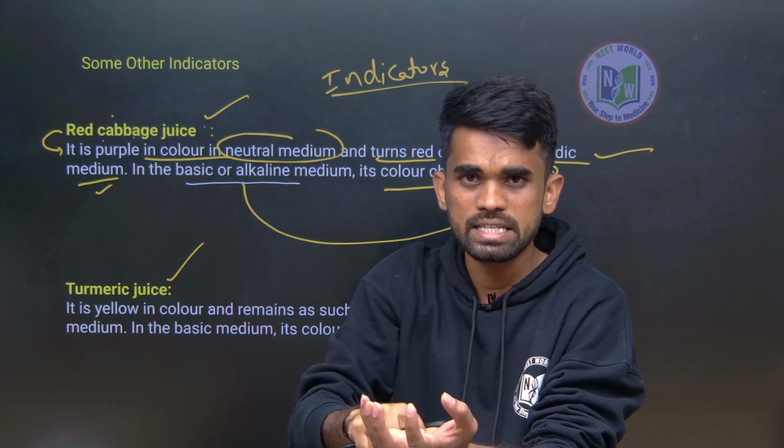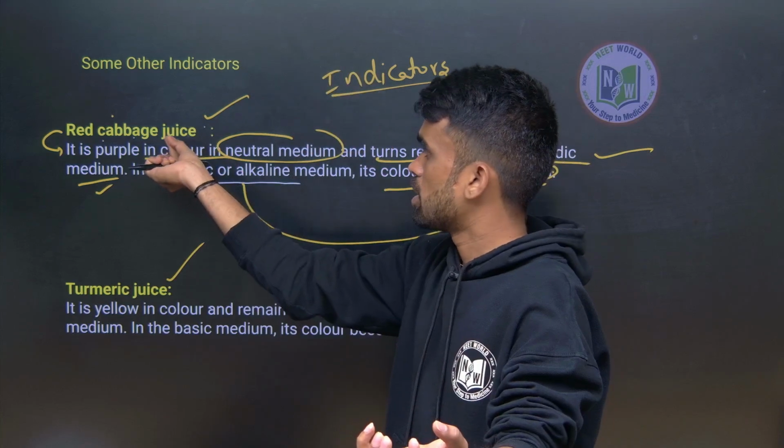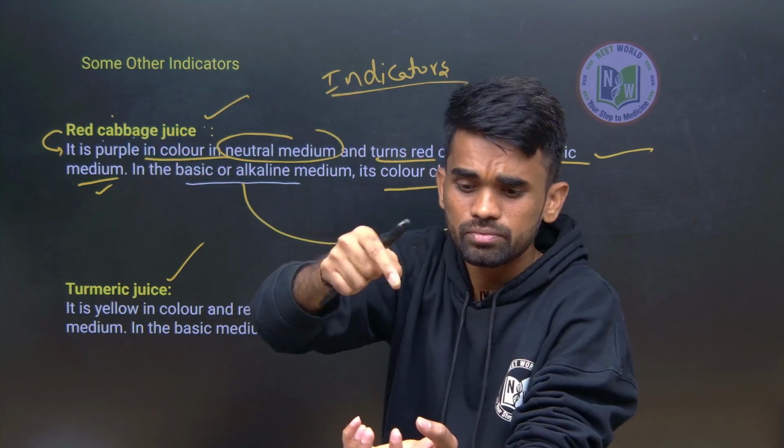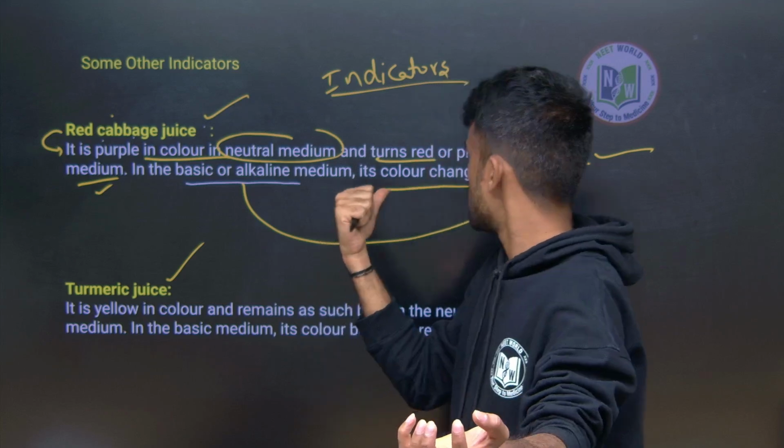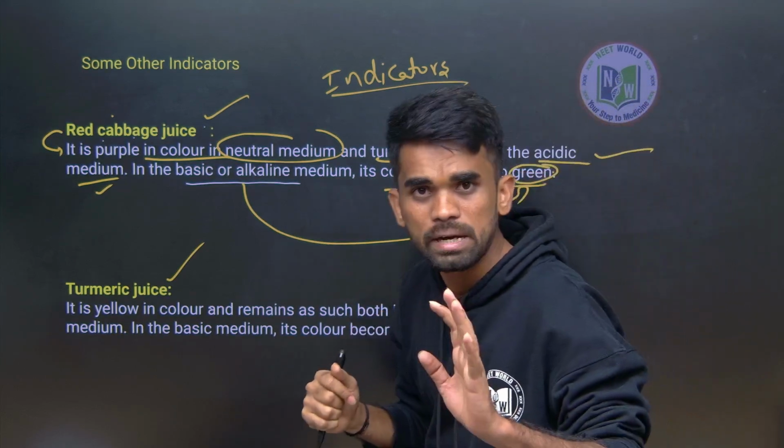Since this is basic in nature, whenever we add this purple color neutral cabbage juice, the purple color changes to green color, so it indicates the solution is basic in nature. Hope it is clear now.